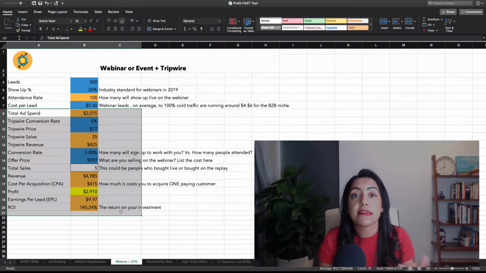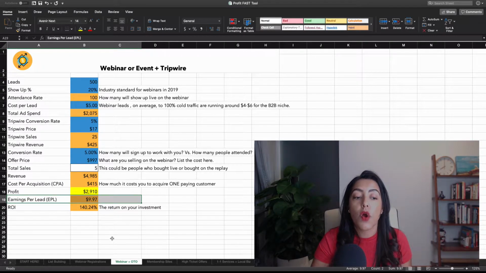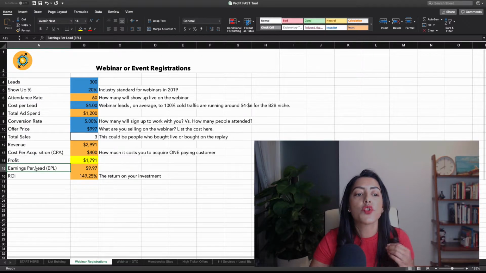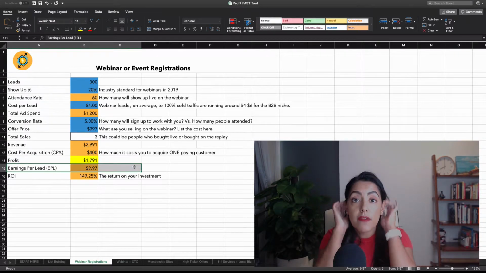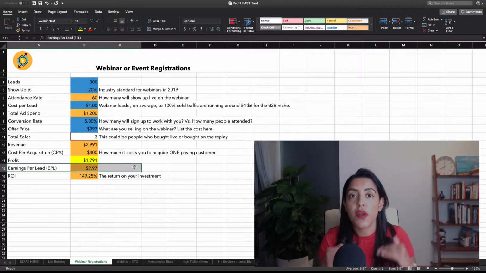An OTO is the same thing as a tripwire. So you can plug in your numbers for that. And on most of the tabs, you're going to see a number called EPL, earnings per lead. This is extremely important if you're going to run Facebook ads. If you go beyond your earnings per lead, essentially you have now become unprofitable. You are not making money.